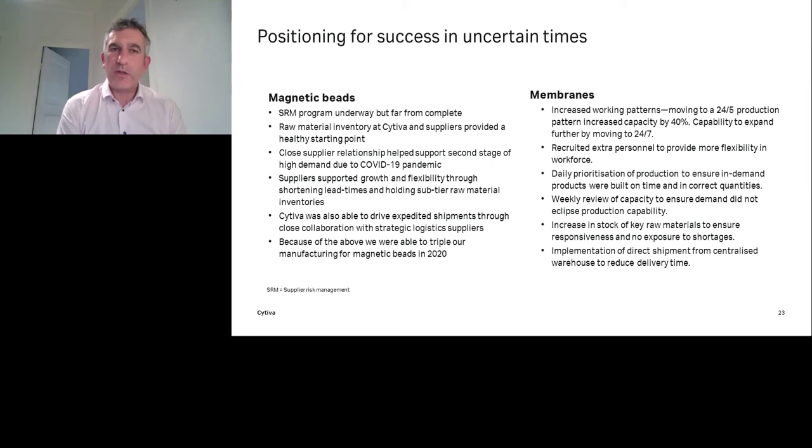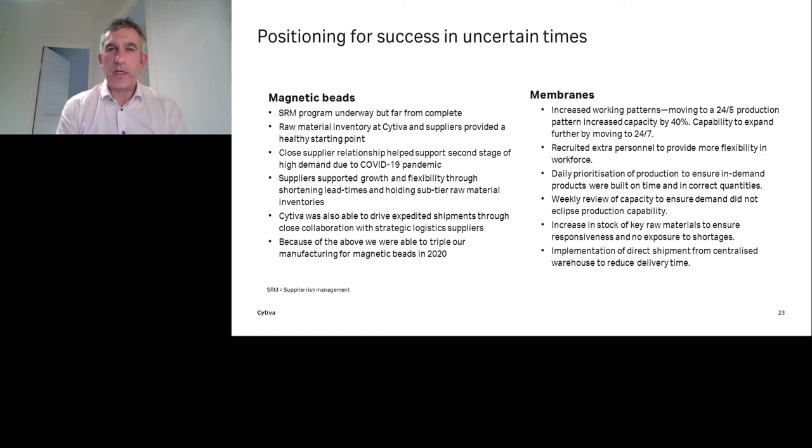We have close relationships with some of our key suppliers, and they were really instrumental in helping us lower lead times and receive deliveries of material much quicker than would normally be the case, just to support our very high and short-term or urgent demand, I should say. We were very grateful to have great support from our suppliers and extreme flexibility.